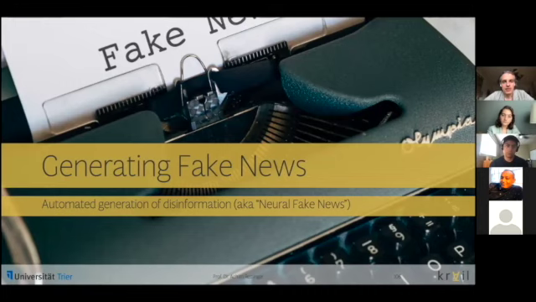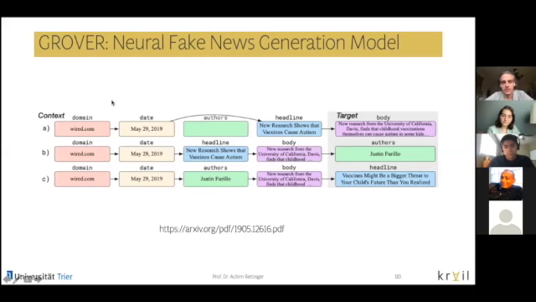But there's another danger here with these language models, and this is generating fake news. With a language model, you cannot only analyze text, you can also generate text. And there's this big paper proposing a method called Grover, and they just proposed using the language model to generate fake news.